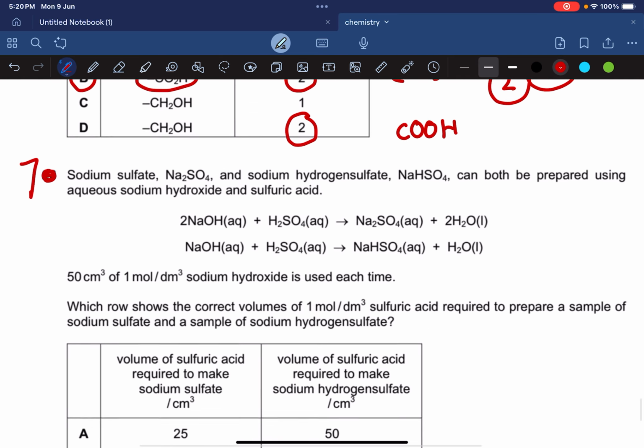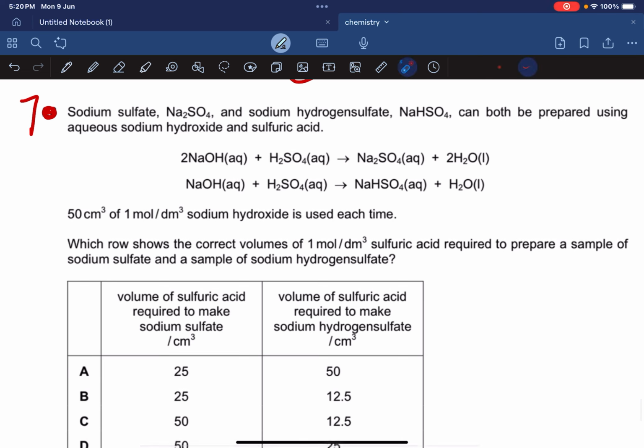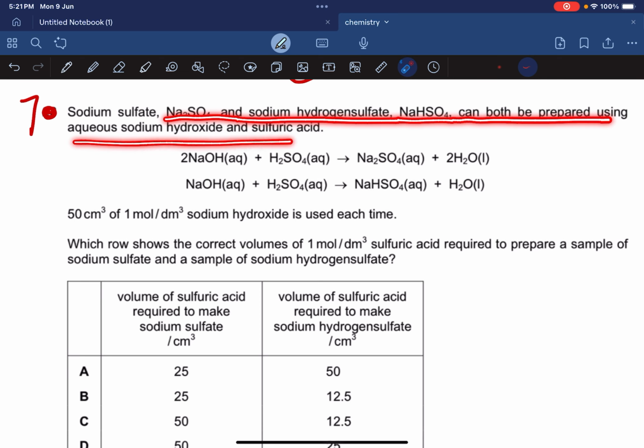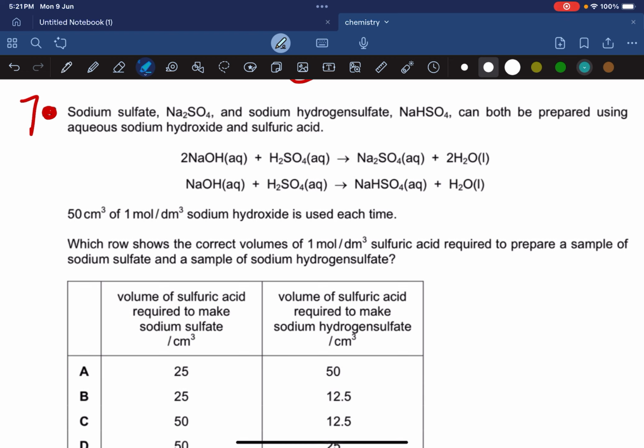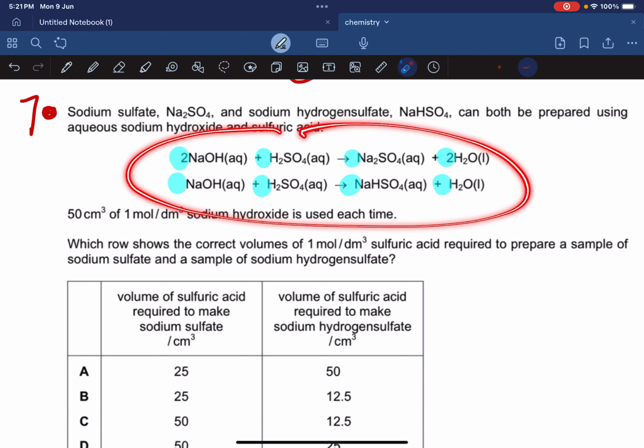Okay, next MCQ: sodium sulfate Na2SO4 and sodium hydrogen sulfate NaHSO4 can both be prepared using aqueous sodium hydroxide and sulfuric acid. Okay, equations are the best things you have, 2 moles reacting with 1 mole to form 1 mole and 2 moles. And these moles are the most important thing. This is what you call stoichiometry, and that's how you derive your moles. If you know the moles of one thing, you know the moles of everything in that equation.